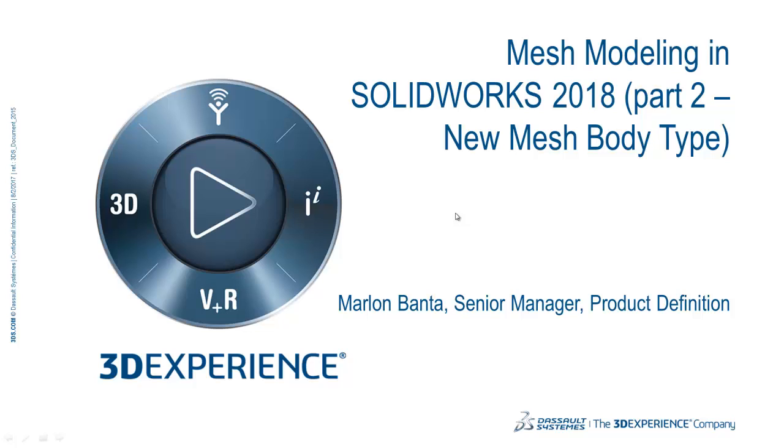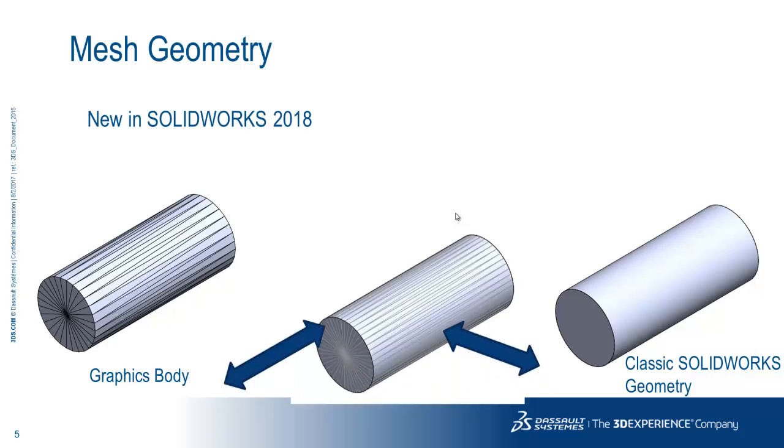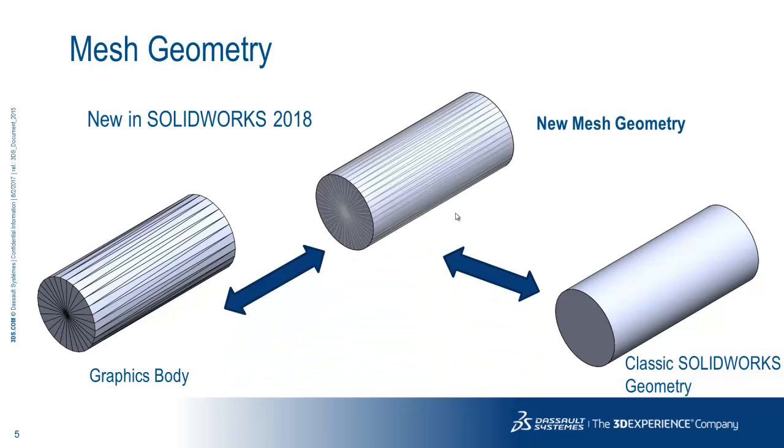In part 2, we're going to talk about a new mesh body type. In part 1, we talked extensively about graphics bodies in SOLIDWORKS, and then of course, we're all familiar with what we'd refer to as classic SOLIDWORKS geometry. This is the geometry that you create by creating extrudes, loft sweeps, adding cuts, fillets, all those sorts of things. There is a new body type that we're introducing in SOLIDWORKS 2018, and that is the new mesh geometry body type, or the new mesh body type.